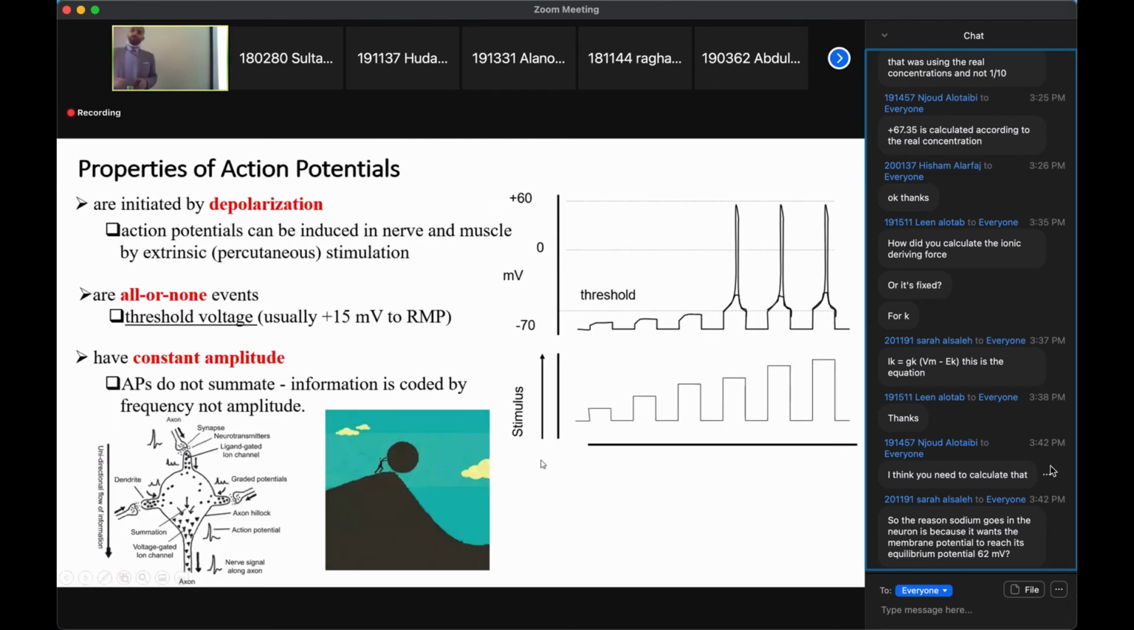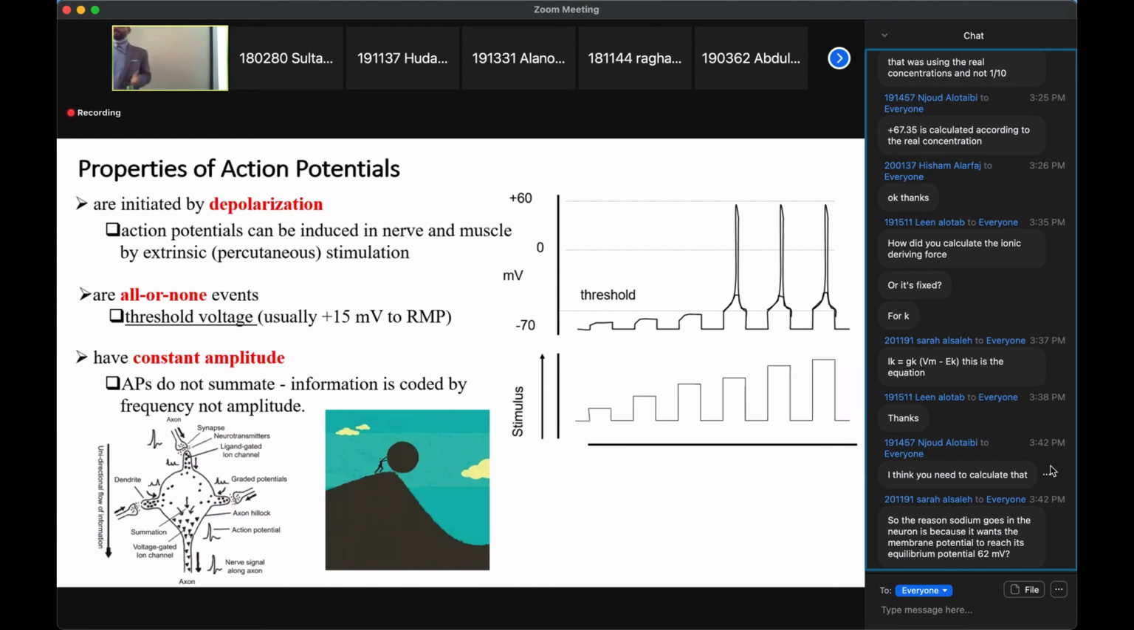So some of the properties of the action potential is that it's initiated by depolarization, in response to an external stimulus, that would, as we will learn in synaptic neurotransmission, open ligand-gated ion channels, which, if the potential is high enough and reaches a threshold, will lead to the generation of an action potential.